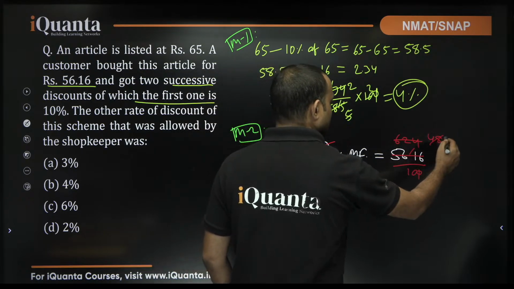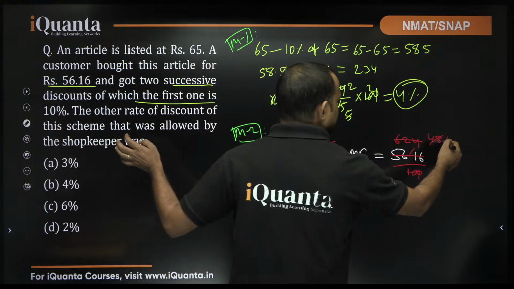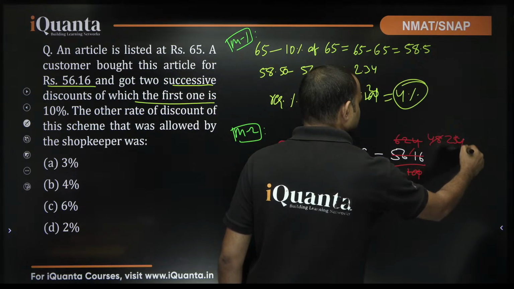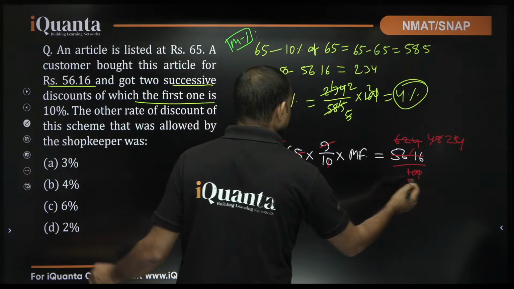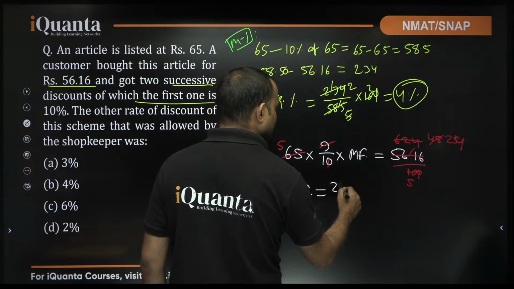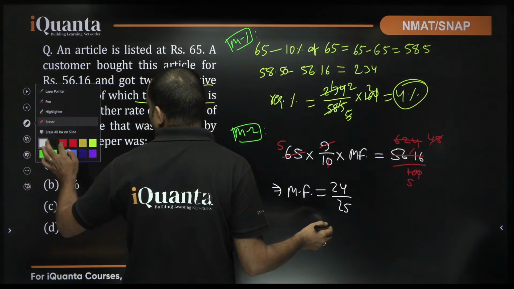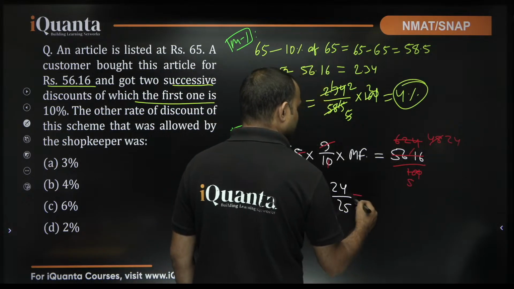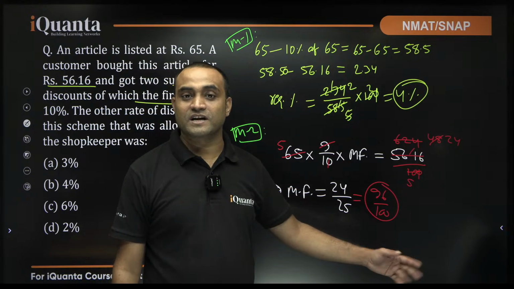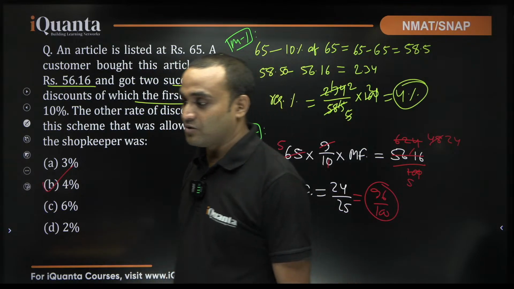Now this will be 12, and this will be 12 into 4, or we can take this 24 and 5. This will become 24, and this will become 25. So from there we are getting that the multiplication factor is equal to 24 upon 25, or you can also write it as 96 by 100. If you don't cancel out the 100, you get 96 by 100, which is nothing but 4%. So answer is option B. The second discount was 4%.